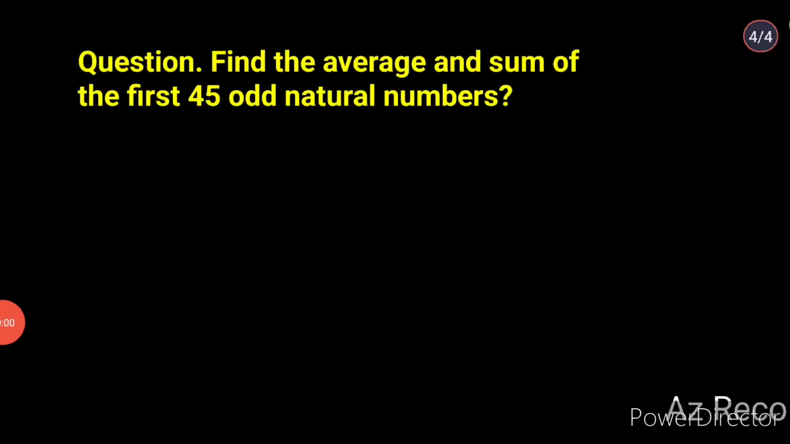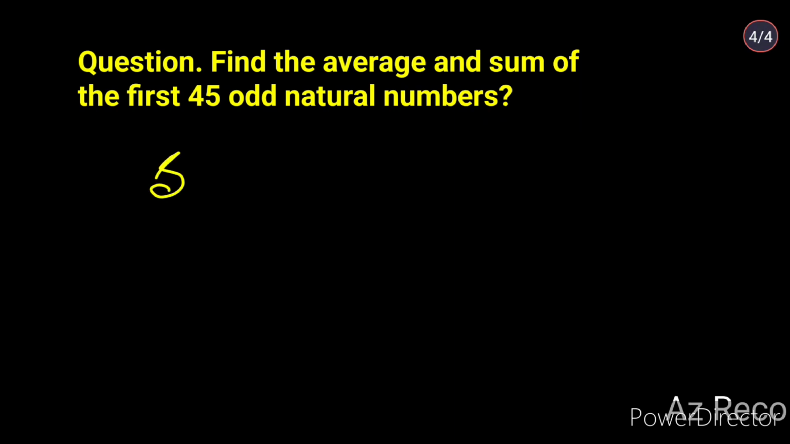The final question is here. No more questions are required to answer because you know the formula. Within a few seconds such types of questions can be answered. So this is the final question in this series. Find the average and sum of the first 45 odd natural numbers. We can calculate it very fast.